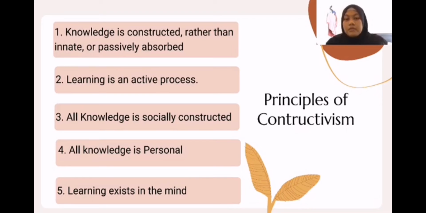The fourth one is all knowledge is personal. So each individual learner has a distinctive point of view based on existing knowledge and values. This means that the same knowledge, teaching, or activity may result in different learning by each pupil, as their subjective interpretations differ. The principle appears to contradict the view that knowledge is socially constructed.